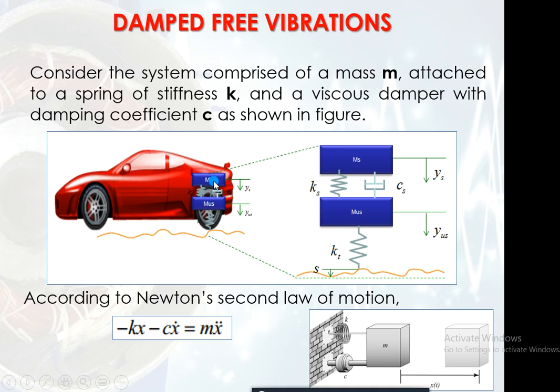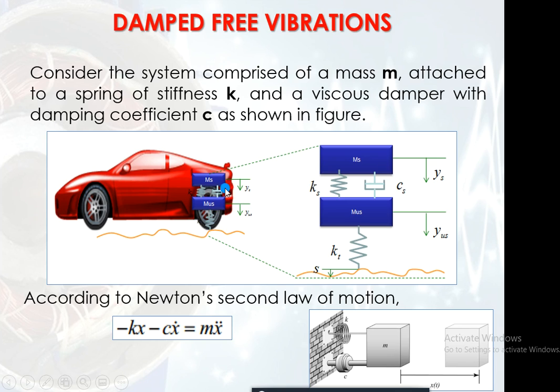So sprung mass is denoted with MS and unsprung mass is denoted with MUS. In case of sprung mass, we have a damping element here and a stiffness element K here. In the same way, we have damping and stiffness elements for the car tire as well. But normally the damping of the tire is very small, so we only consider the stiffness element of the tire.